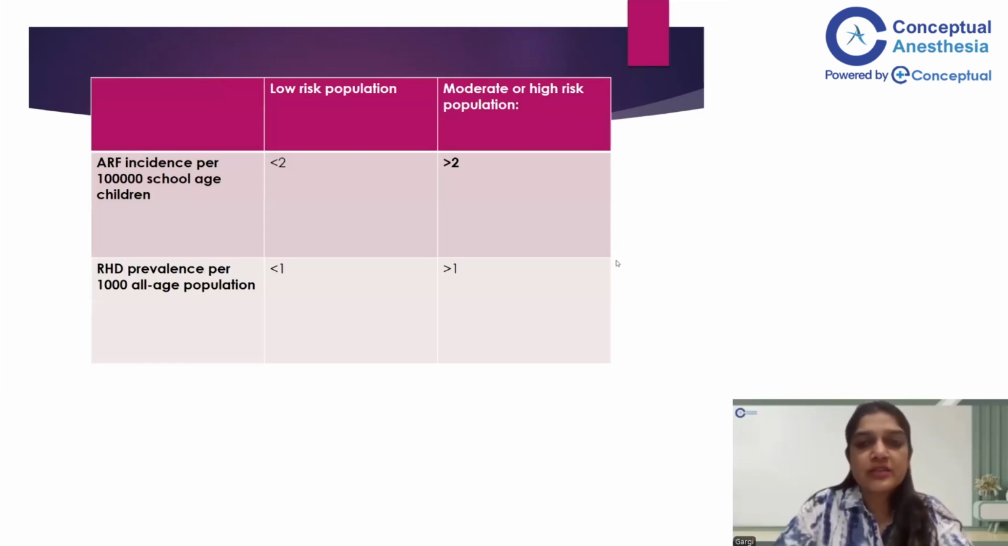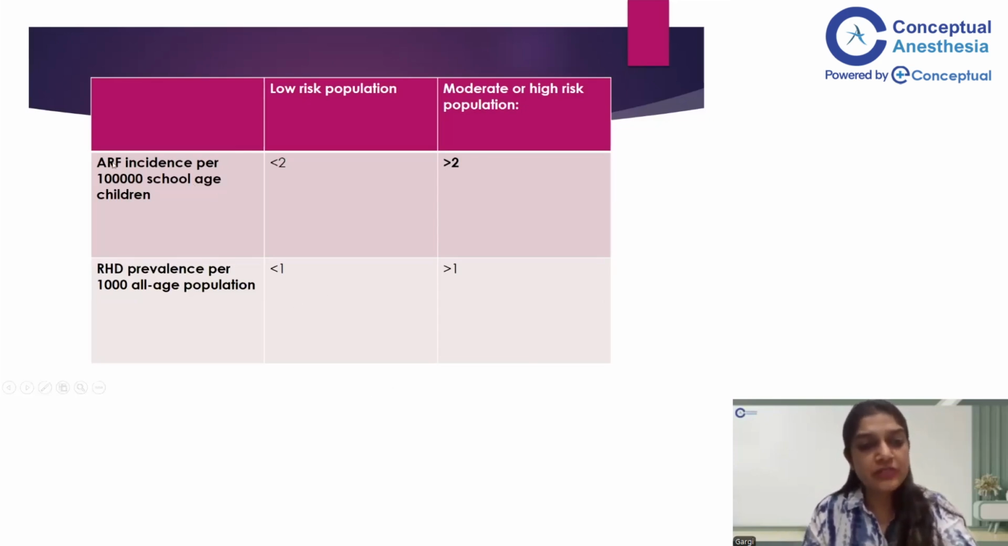So talking about these two groups of population, they divided these population groups as per the incidence of acute rheumatic fever per 1 lakh school age children and rheumatic heart disease prevalence per 1,000 all age population. Because we know that rheumatic fever per se is quite common in children in the age group of 5 to 14 years, but rheumatic heart disease occurs quite late, and doesn't really occur beyond the age of 40-45 years, but they have considered rheumatic heart disease prevalence per 1,000 all age population.